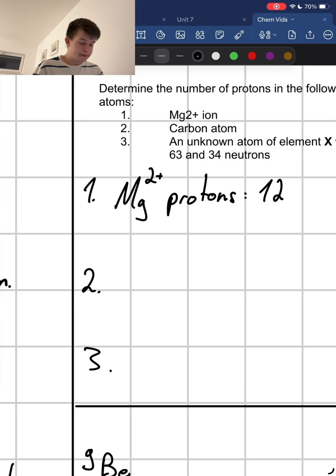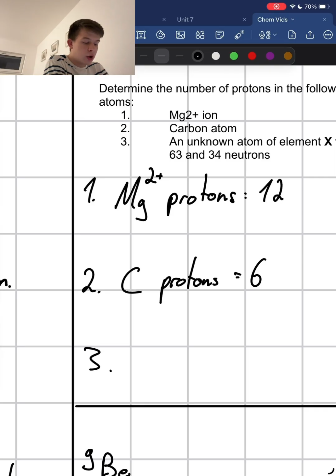That's literally it. Now we have the carbon atom, and as I already mentioned before, something neutral has protons and electrons equal. The carbon atom has an atomic number of 6, as we can see in the periodic table. So nothing changes, and carbon has 6 protons.